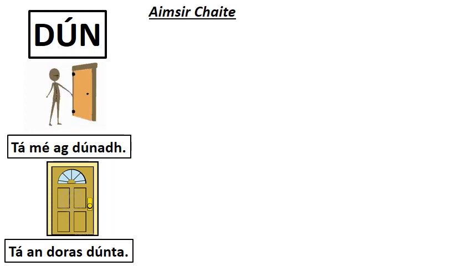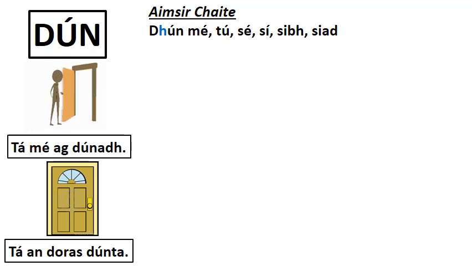The aimsir chaite, the past tense. So inné, yesterday, an tseachtain seo caite, last week, mí ó shin, a month ago. Dhún mé, tú, sé, sí, sibh, and siad. So dhún, my change here is a séimhiú. And we remember that séimhiú on a consonant looks like an h, and on a vowel it looks like a d apostrophe. So my big change here is the séimhiú in the past. And we could use somebody's name, so we could say dhún Niall, Niall closed, or we could use a thing, so dhún an múinteoir, the teacher closed.